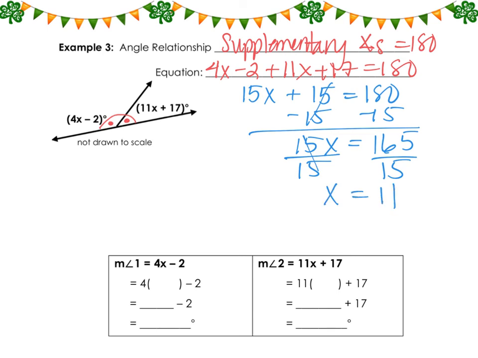And once we have that, we are going to substitute 11 in for x. So we have 11 here, and I have 11 here. So 4 times 11 is 44. 44 minus 2 is 42. 11 times 11 is 121. And we're going to add 17 to that, and I get 138. And let's type that into our calculator to check. 138 plus 42, and that should give me 180 degrees. All right, and we are done.